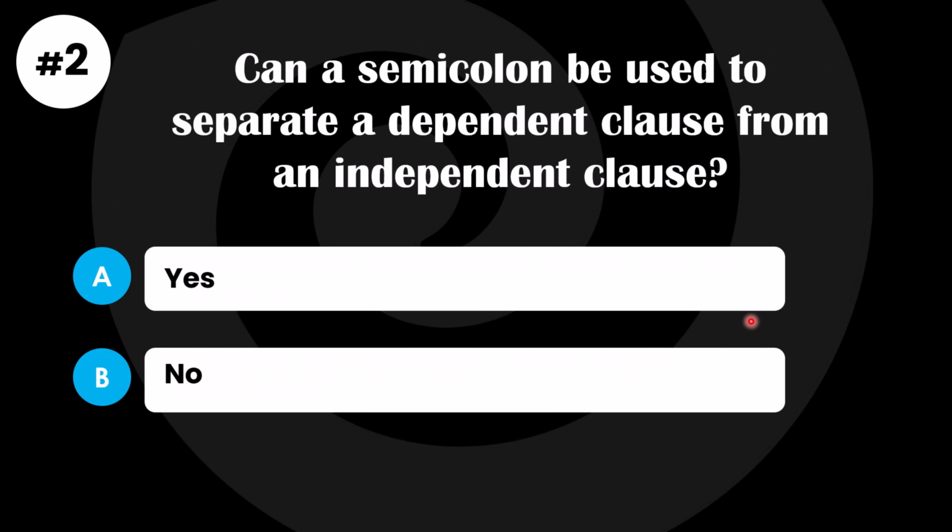Number 2, can a semicolon be used to separate a dependent clause from an independent clause? A, yes. B, no. The correct answer is B, no. We use a semicolon to separate two independent clauses.